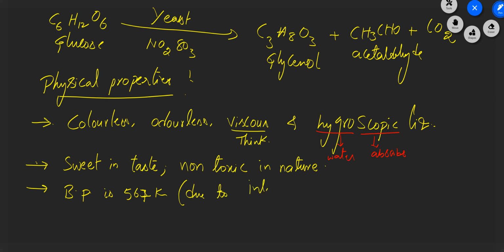intermolecular hydrogen bonding. What is the meaning of intermolecular hydrogen bond? In between two glycerol molecules, there is a formation of hydrogen bonds. Due to these attractions, more heat is required to break those bonds to form vapors. So that's why the boiling point of glycerol is high. The next one is where it can be soluble.